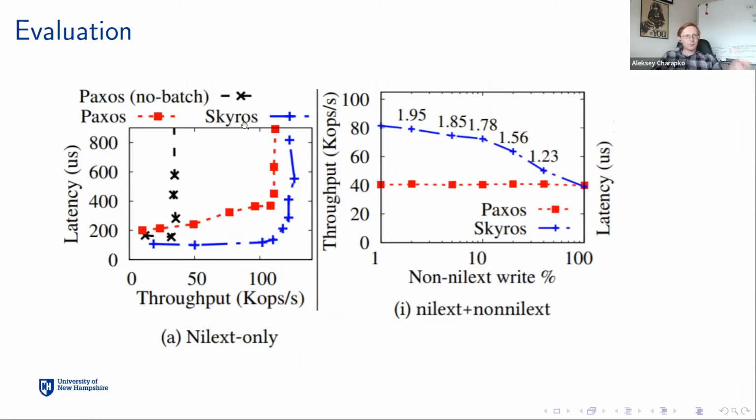So they ran the experiments on an M5ZN bare metal Amazon EC2 instance, which I had to look up. It has 48 cores and 192 gigabytes of memory. So to me, it seems like overkill. Try to find a multi-Paxos implementation that can use 48 cores. I'm pretty sure that's not going to happen.